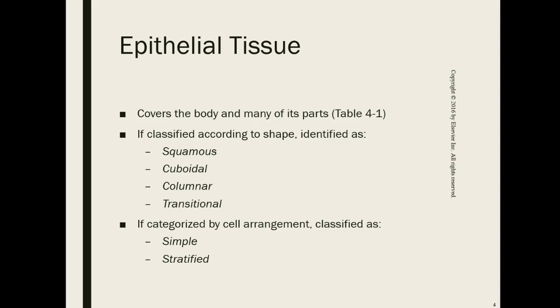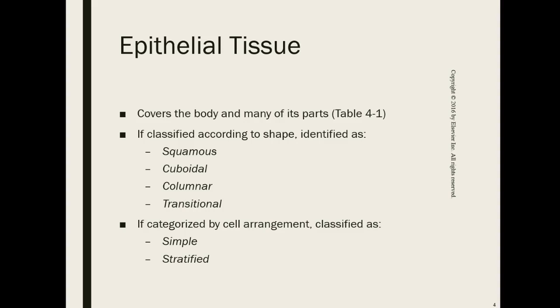So our squamous is going to be flat and scale-like. Cuboidal is more in that cube or square shape, where the columnar is going to be that rectangular shape. And then transitional is kind of a little different from all the others. It has varying shapes throughout that allow it to stretch and then recoil back to its smaller size.